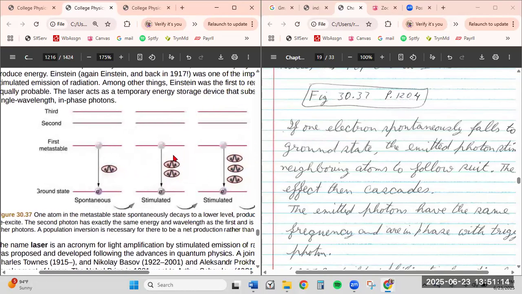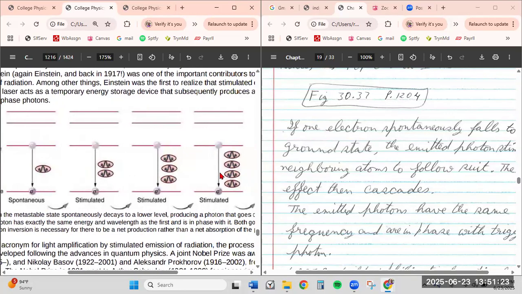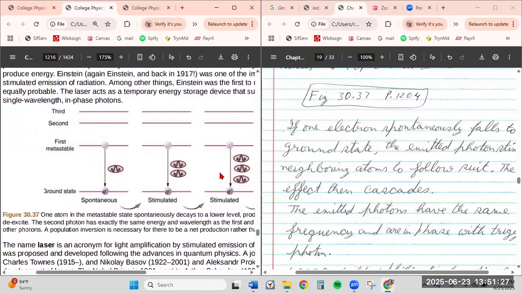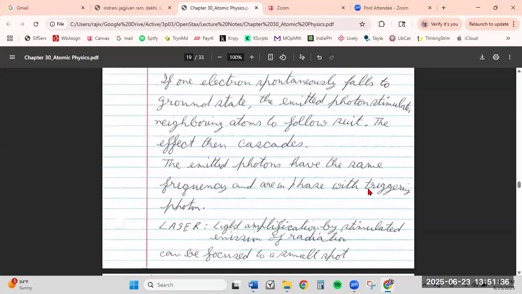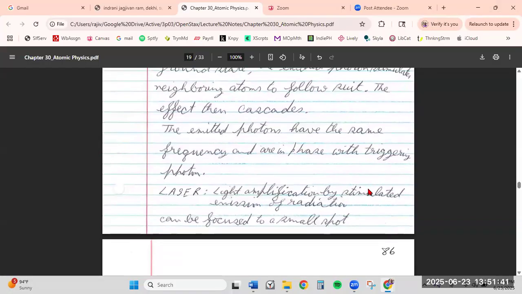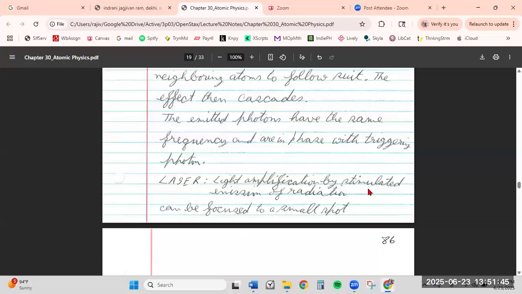And then you end up with two photons, and they end up stimulating other neighboring atoms and so forth. So it's a cascading effect that you see here. If one electron spontaneously falls to ground state, the emitted photon stimulates neighboring atoms to follow suit, and the effect then cascades. All of these emitted photons have exactly the same frequency, and they're all in phase with the triggering photon. In phase, remember, means that their peaks and valleys coincide. And so this is what's called a laser. The key property of a laser is that all of the photons are in phase and they have the same frequency. They're of exactly a single color.